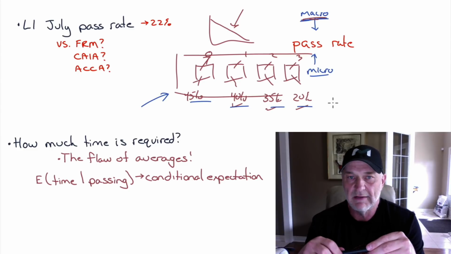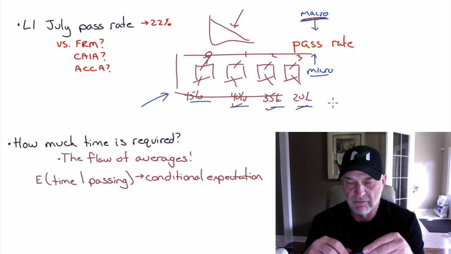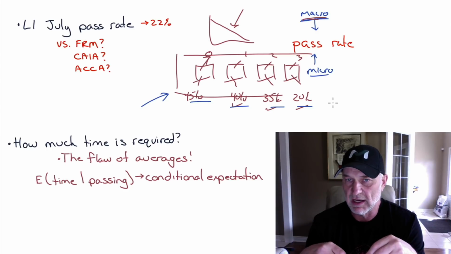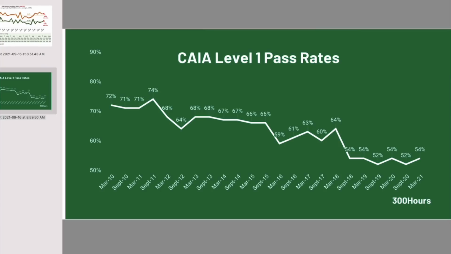For CAIA and FRM, let's have a look at 2 charts that I was able to find. I can't comment too much on CAIA, but FRM holds a big clue for us. All right, here's the CAIA pass rates, and attribution here is important. 300 hours is where this is from. Going back to March 2010 all the way to March 2021, you do have a downward trend in the pass rate. This is consistent with, if you look at the last 20 years, 30 years of CFAI, you have the same downward trend over time.